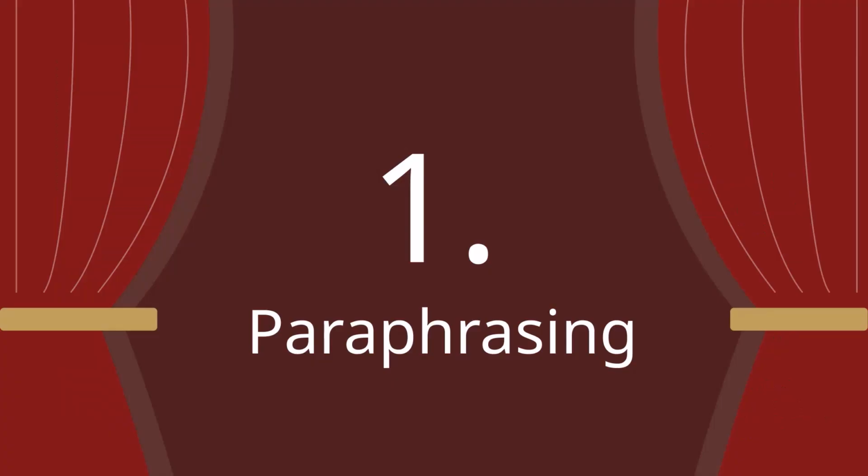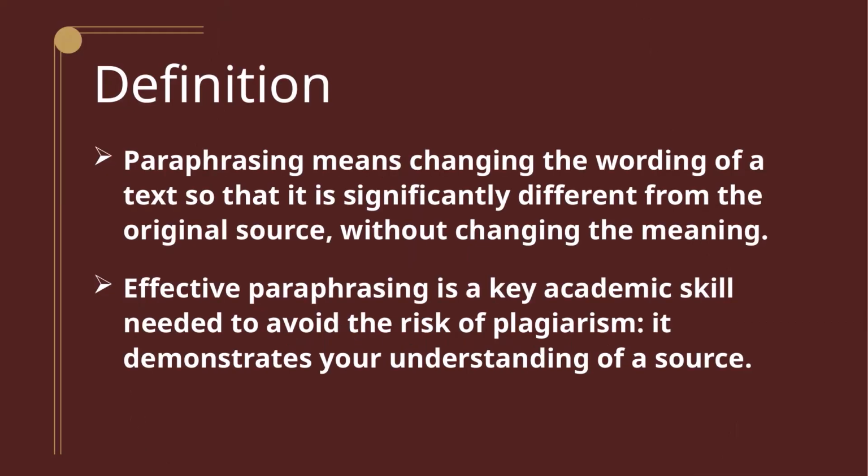Let's talk about paraphrasing. Paraphrasing is all about rephrasing information in your own words, which helps ensure you really understand the material. Paraphrasing means changing the wording of a text so that it is significantly different from the original source, without changing the meaning. It's a crucial skill in academics because it helps you avoid plagiarism while still showing you understand the material. Effective paraphrasing demonstrates your grasp of the source material and allows you to incorporate information into your work in a way that reflects your own voice.